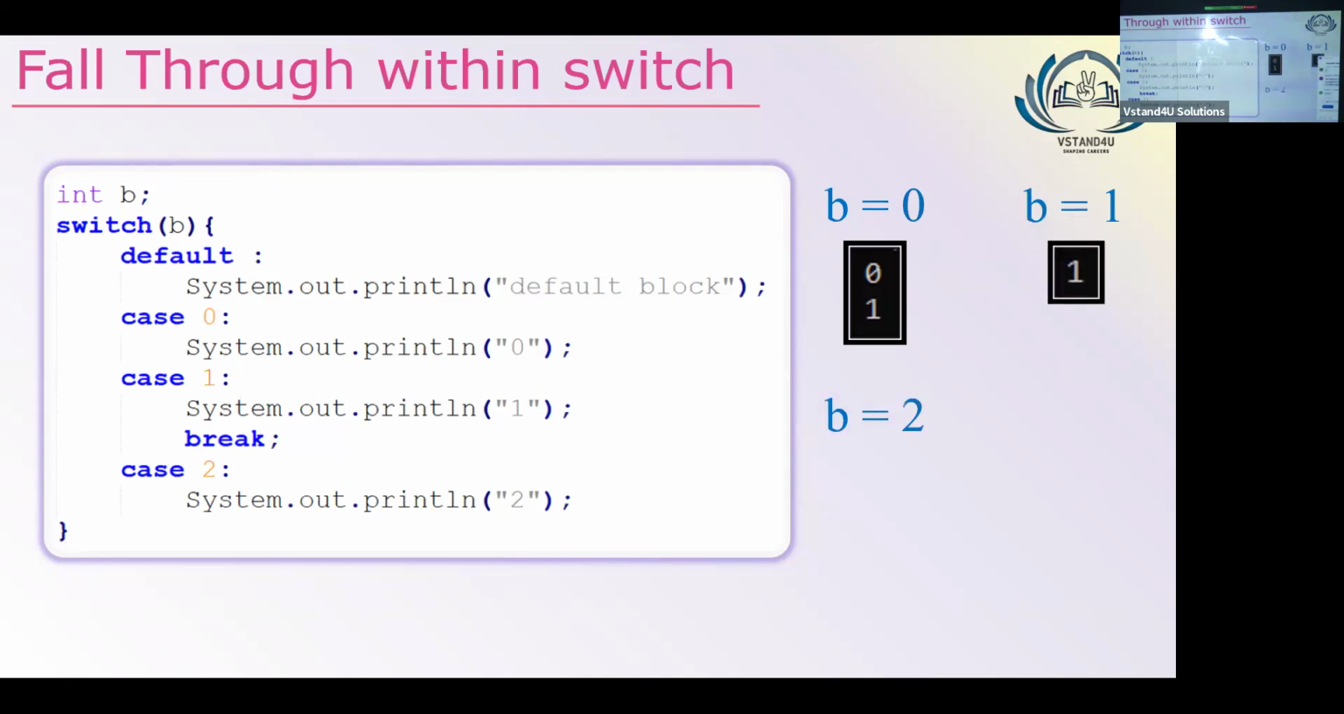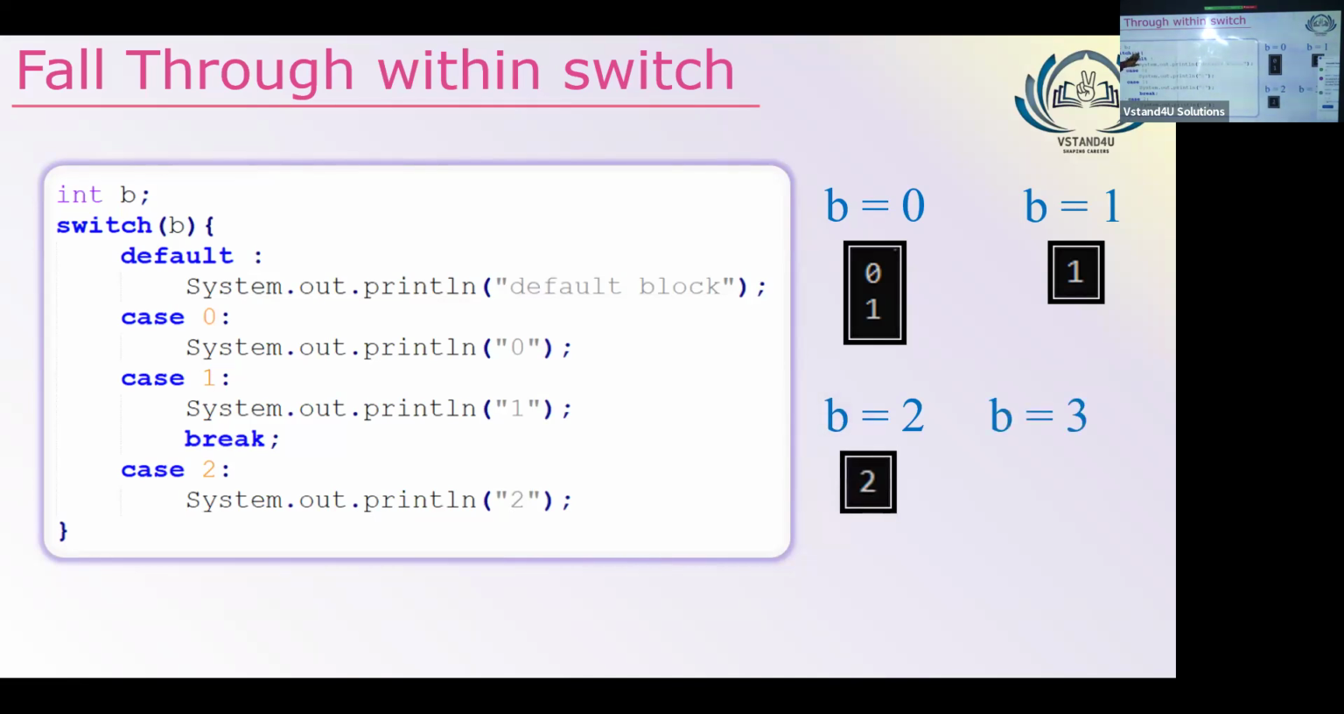What if B is 2? Then only 2? After that, default also will come. Now, case 2 executed. After that, break is not there, fall through. Nothing is there to fall through, step out. Default will work only in the scenario when none of the other case label matches. Am I clear?